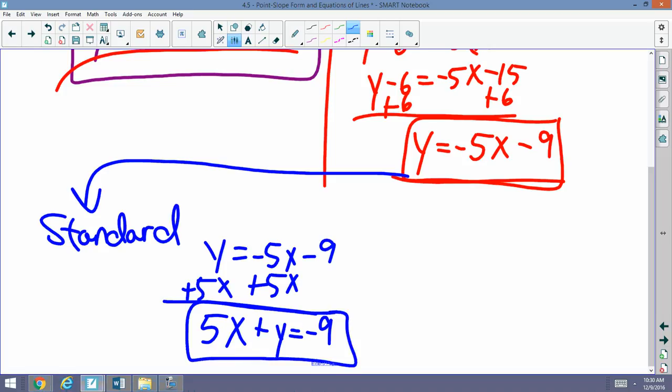Yes, sir. So you wouldn't always need a fraction. Sometimes you're going to have a fraction as a slope. Sometimes you're not. If you have a fraction as a slope and you bring over an x that has a fraction as a coefficient, you got to multiply by the denominator to get rid of it.